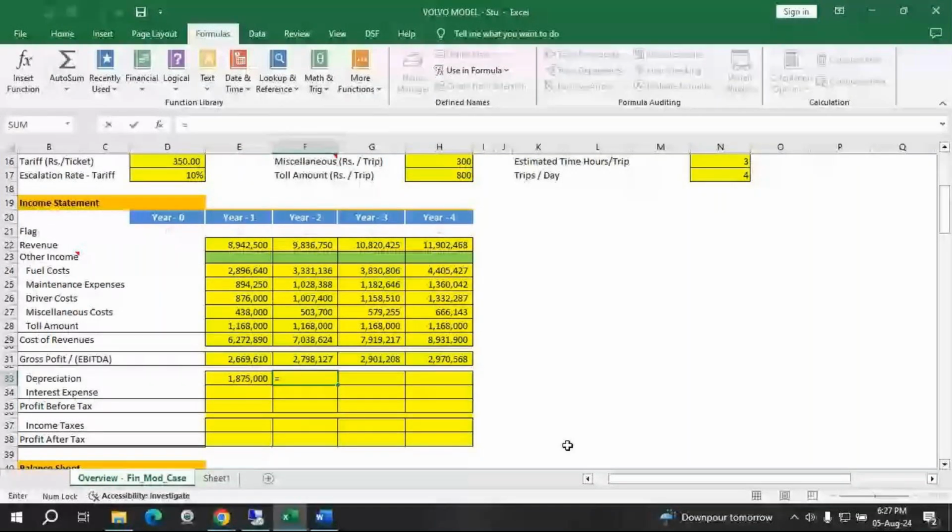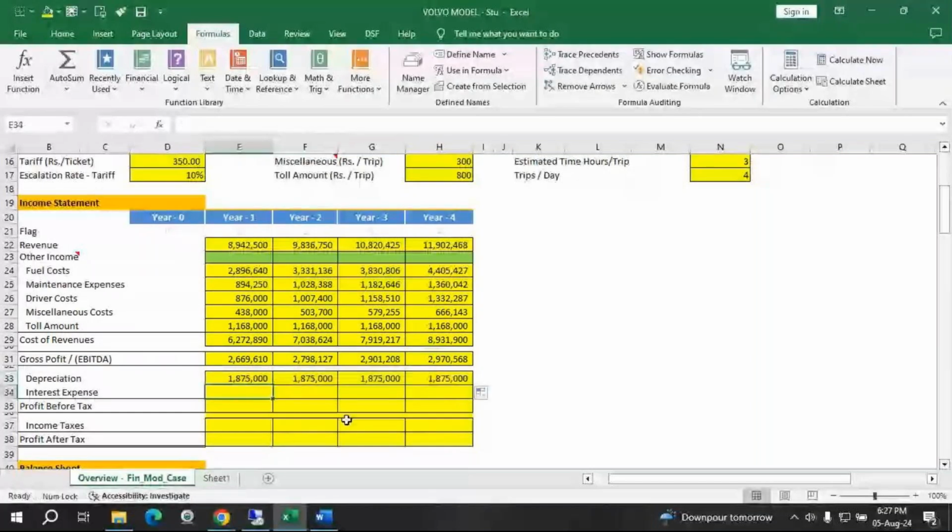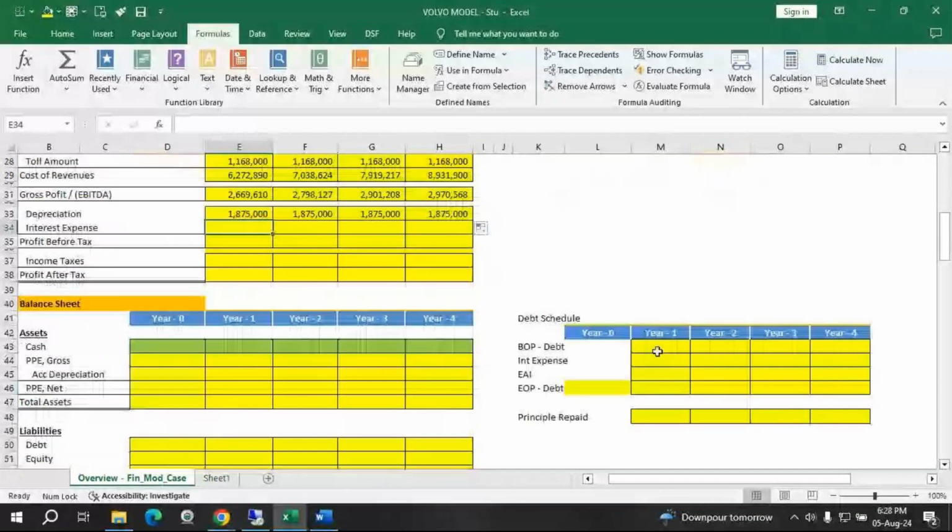Next, interest expenses. Before I calculate the interest expenses, I need to calculate the debt schedule. Why? Because here only I'm paying the interest. So first I need to solve this debt schedule, and then I'm going to take this interest value over here. So for that I'm going to calculate the debt schedule. EOP, end of the period. Here 0, that is when I'm commencing my business. At the end of the period, I have taken the loan.